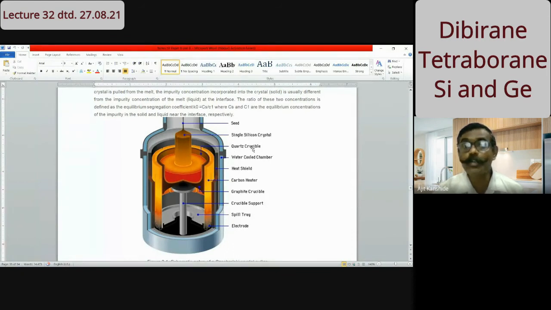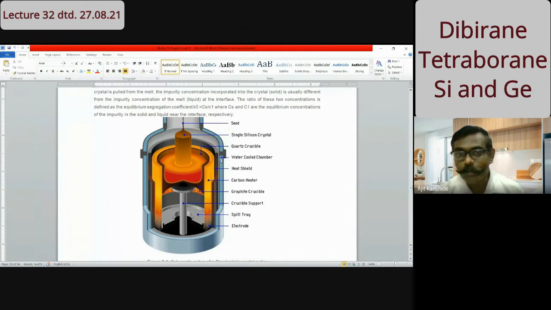Here a quartz crucible is there. Crucible, for the time being understand it as a container. The container is made of quartz, and quartz that we have studied is SiO2. Quartz is used for industrial application because it can withstand high temperature. We are doing heating there, and quartz will withstand high temperature. Therefore, quartz material is used.